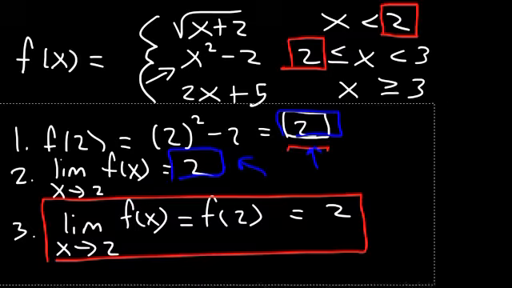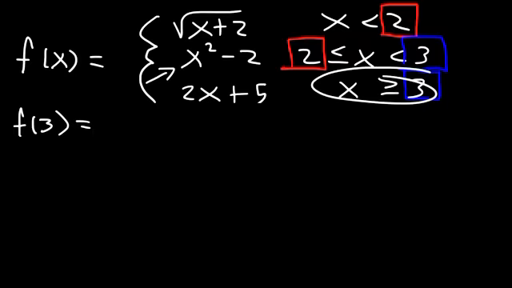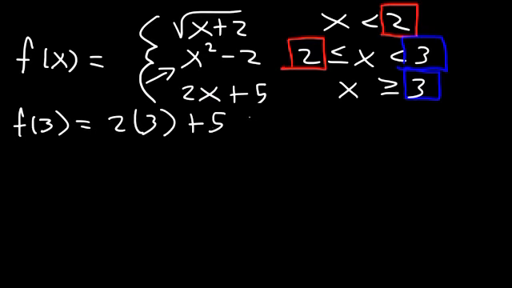Now let's move on to the next example, and that is at an x value of 3. So we need to use these two functions. So first, let's determine if it's defined at 3. So for f of 3, x is equal to 3 in the third part of the function. So it's going to be 2 times 3 plus 5. 2 times 3 is 6, 6 plus 5 is 11. Now let's move on to step 2.